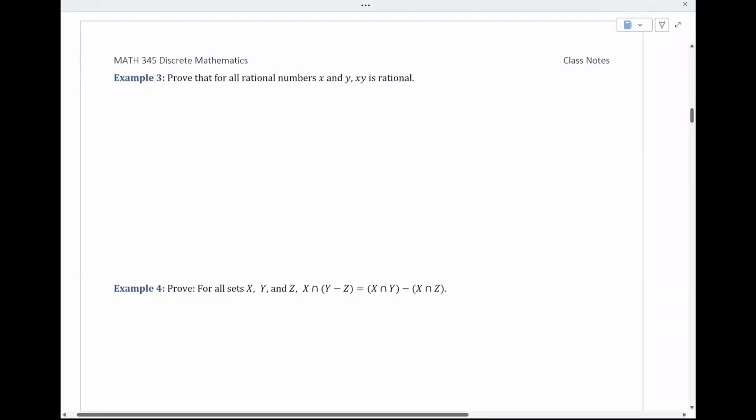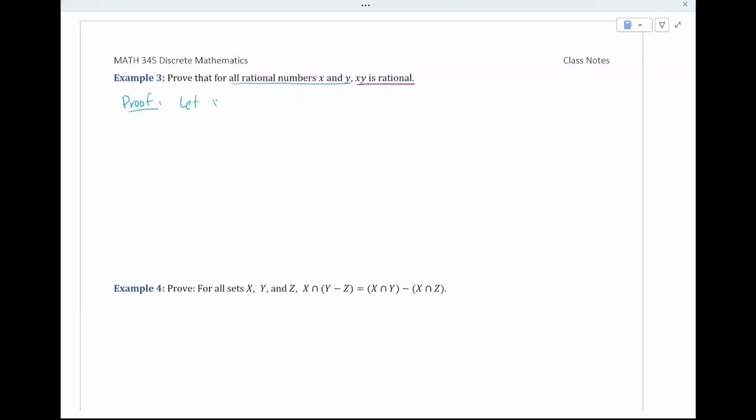Here we have example 3. Prove that for all rational numbers x and y, x times y is rational. So here we're going to start off with all rational numbers, x and y. That's what I'm going to start my proof with, and I'm hoping to end with, therefore, x times y is rational. Let's see if we can get there. Here's going to be my proof.